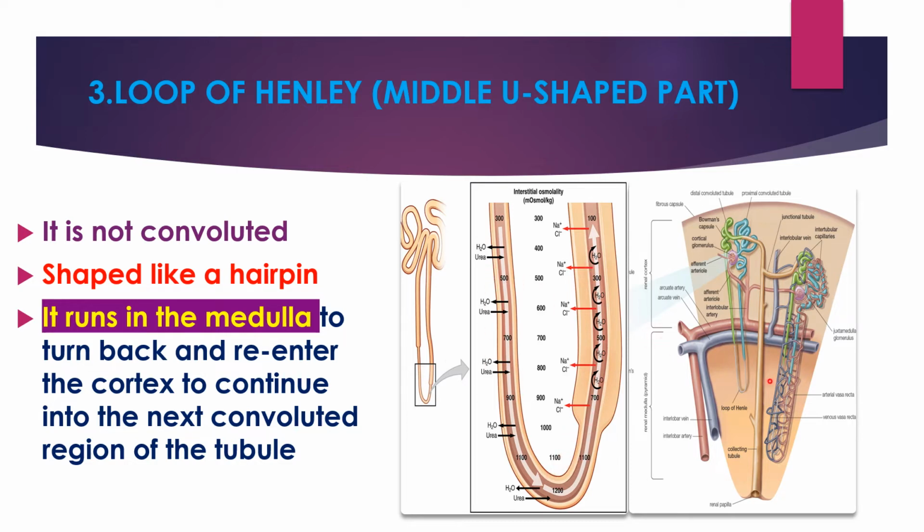Then it runs in the medulla. What is the location where it is located? It is located in the medulla region of the kidney. It runs in the medulla to turn back and re-enter the cortex to continue into the next convoluted region of the tubule. That's why the location of loop of Henle is the medulla region of the kidney.